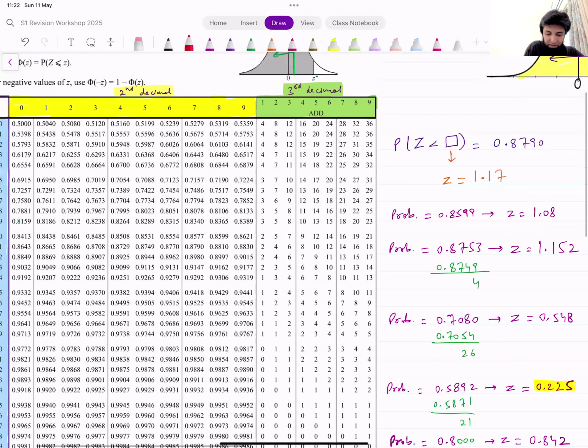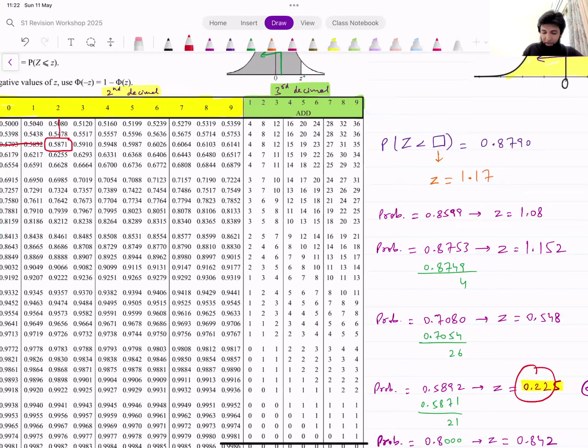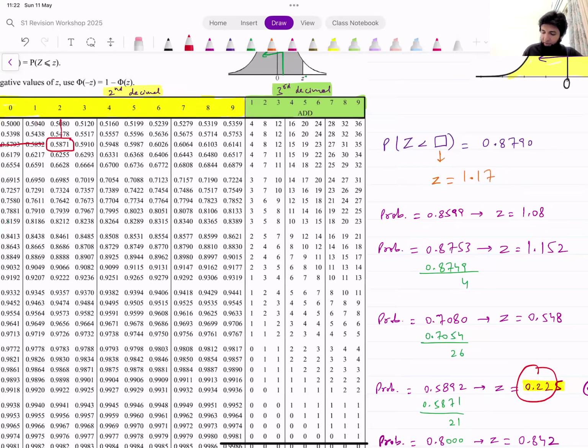5871. Consider the Z value corresponding to that, 0.22. That's the first two decimal places. But then how much more do you have to add? 92 and 71, the difference is 21. So you need 21 more. You go to the right side and find 21. Now, where is 21? Well, it's going to be in the middle of 19 and 23. We don't have 21 exactly. It's between 19 and 23.